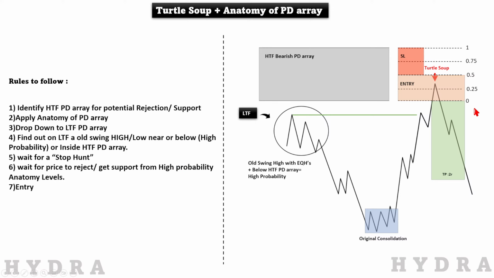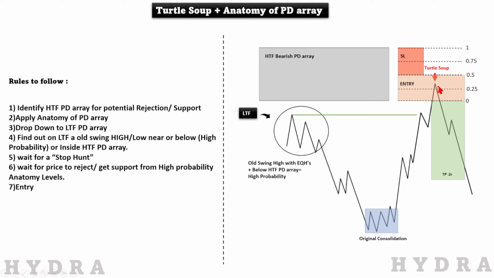So our sixth rule is wait for price to reject, get support from the high probability anatomy levels. So these are the anatomy levels, right? In a bearish condition, the high probability anatomy levels are low of a fair value gap, the lower quadrant, and the midway. We wait to see from which level price will reject. Okay, and how will you know the price will reject from these levels? That's what I'm going to show you guys in the examples. And this is where you take your entry, and this is what is your turtle soup.